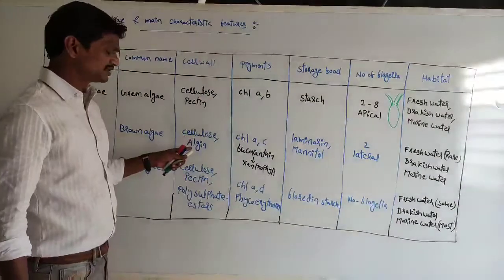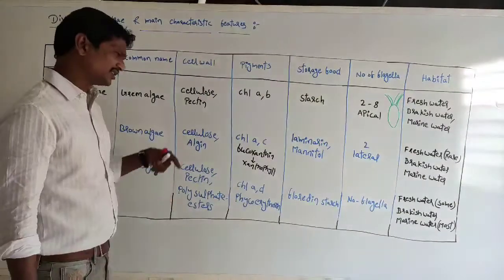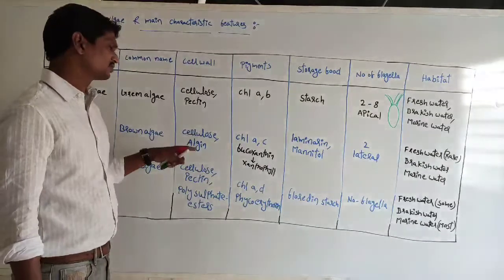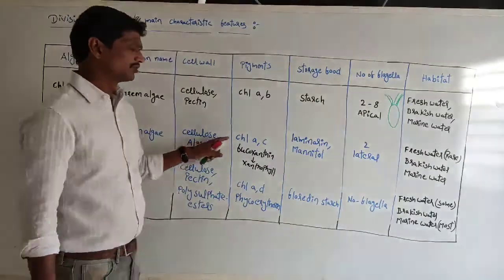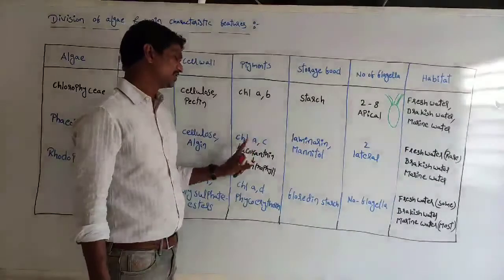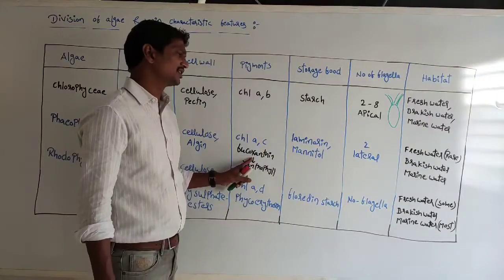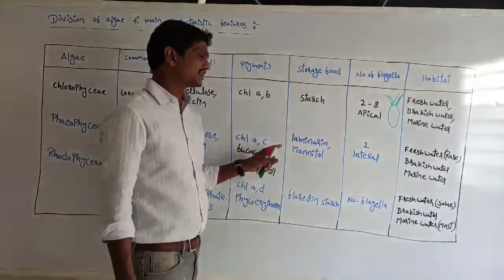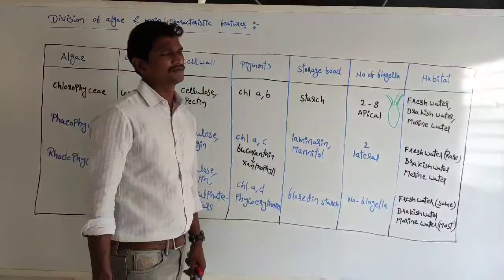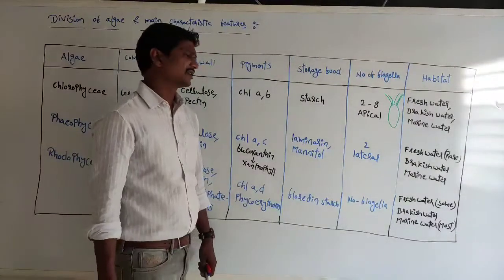The cell wall composition here is cellulose and algin. In the same manner, the inner wall is cellulose and the outer wall is algin. Chlorophyll A and C and fucoxanthin are present. And the storage food material is laminarin and mannitol.